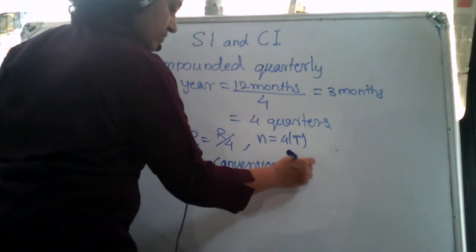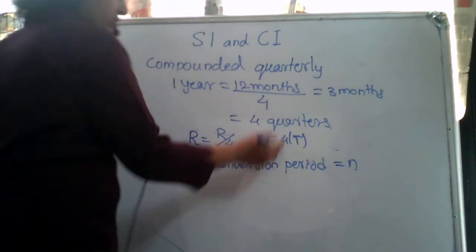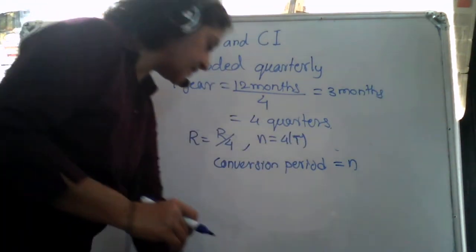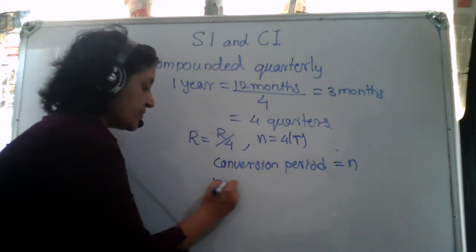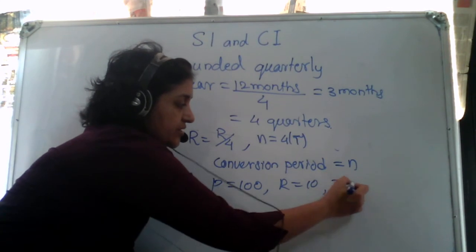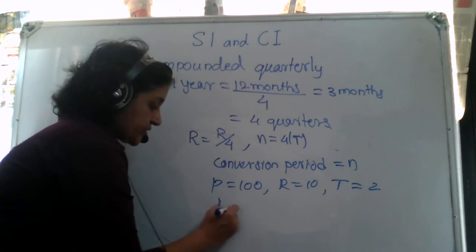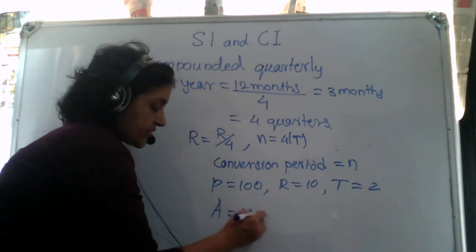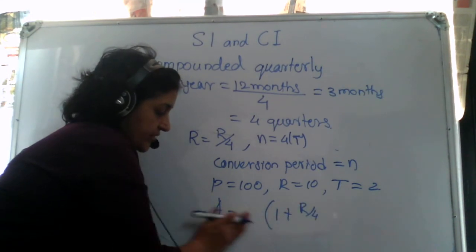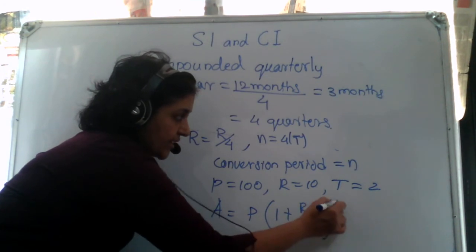Conversion period is equal to n. So n is 4 times t. Now let us take a small example. Let P be 100, R be 10, and number of years be 2. Okay, so how will I substitute in the formula? A is equal to P, which is 100, into 1 plus R upon 4, it should be R upon 4, let me write it as P only here. R upon 4 upon 100 to the power 4n.